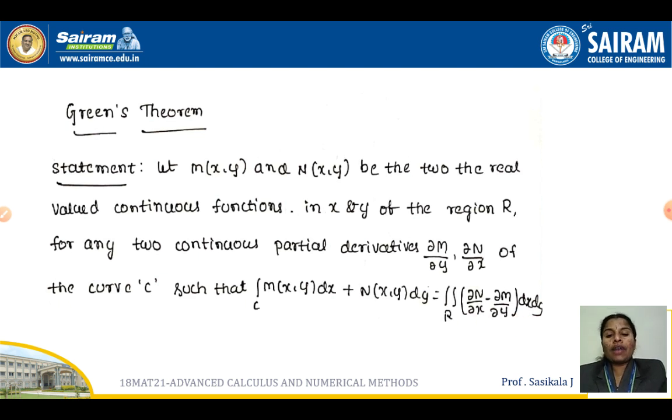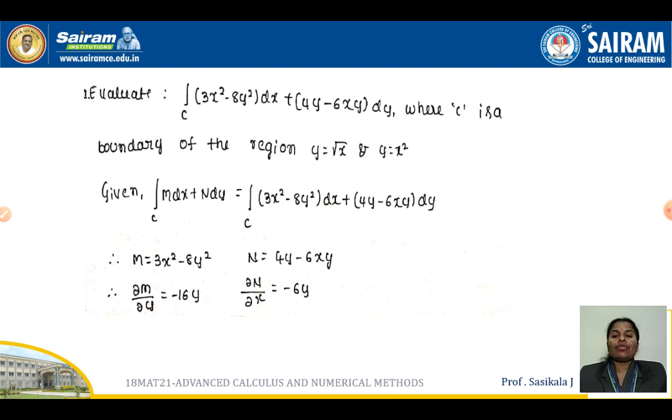So the curve integral of M dx plus N dy can be expressed in terms of a double integral over the region. For the syllabus, we have only problems based on Green's theorem. So we'll go for the first question. Evaluate the integral over the curve of (3x squared minus 8y squared) dx plus (4y minus 6xy) dy, where C is the boundary of the region y equals root x and y equals x squared.